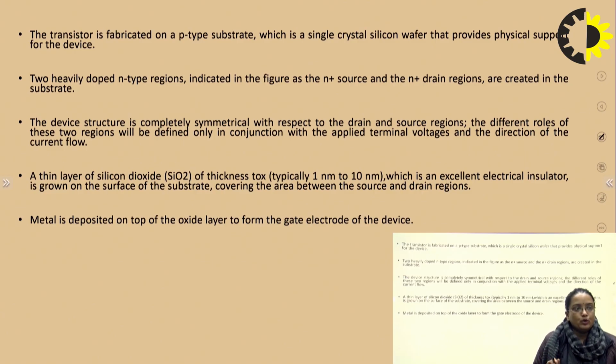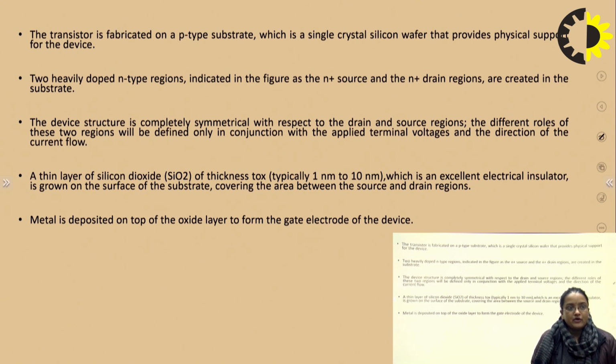2 heavily doped N-type regions are indicated, which are the N plus source and N plus drain, that are created in the substrate. The device structure is completely symmetrical with respect to the drain and the source. The different roles of these 2 regions will be defined only in conjunction with the applied terminal voltages.